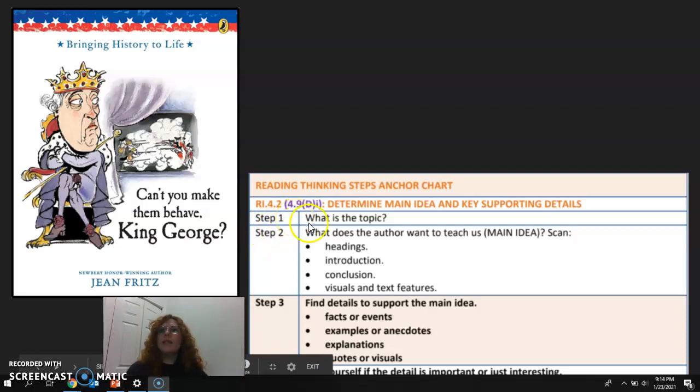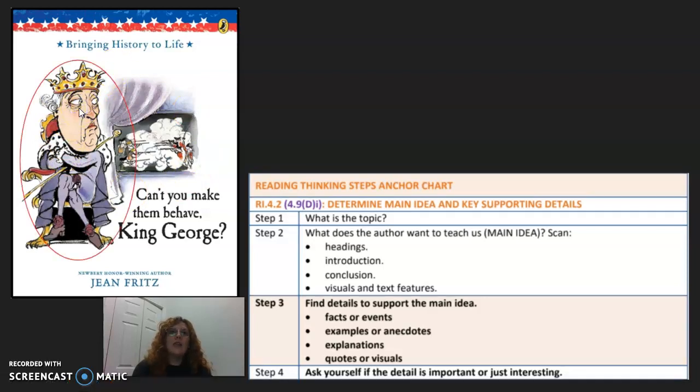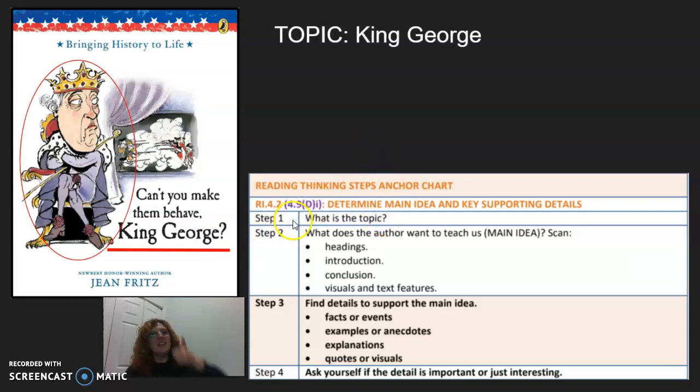Step 1. What is the topic? Well, I know that the topic is usually 1 or 2 words, and it's usually what the text is mostly about. I also know that the front cover usually helps me determine the topic. So let's take a look. In the front cover, I see an illustration of King George, and I also see his name in the title, King George. All right, so my topic is King George. Step 1, check. Now let's go to step 2.